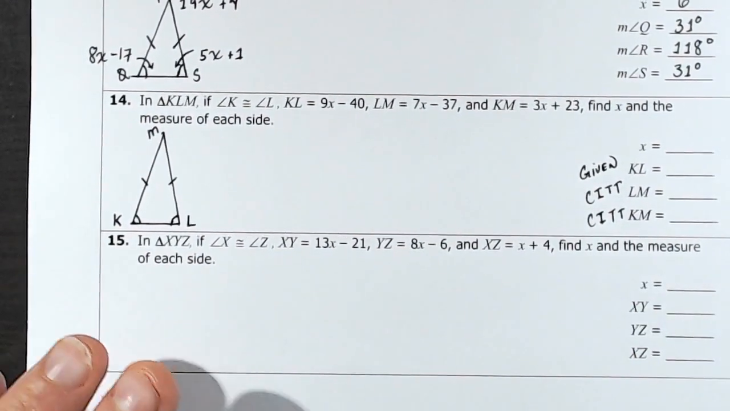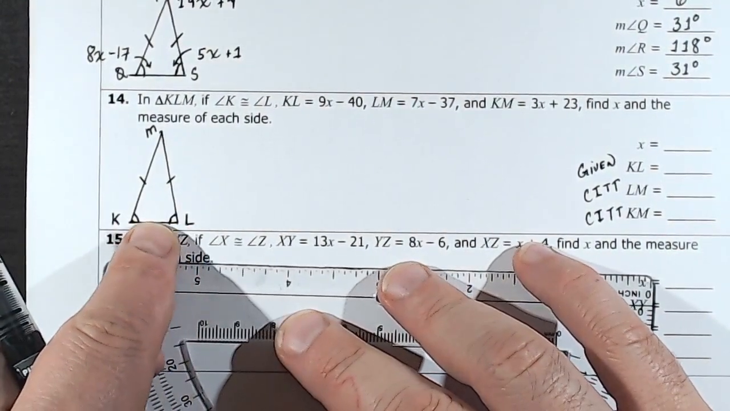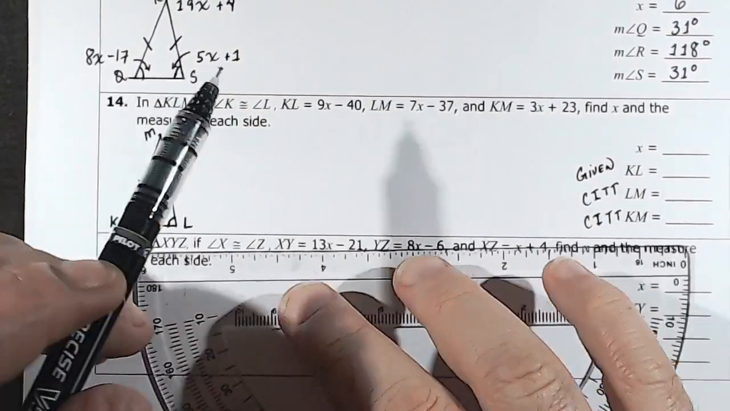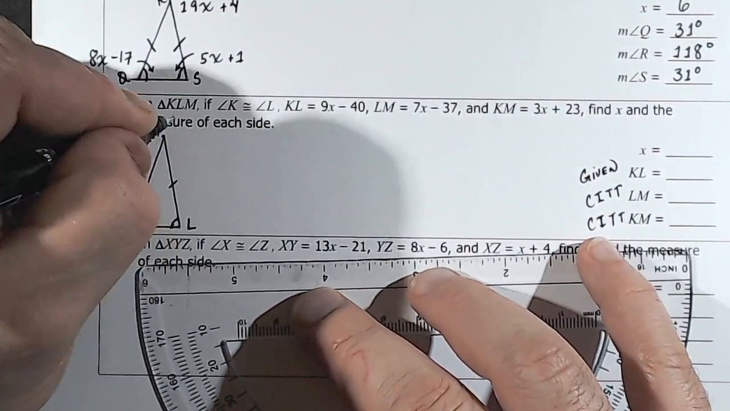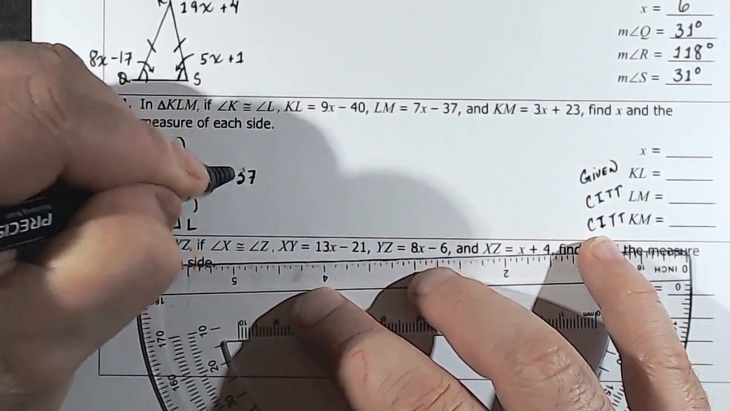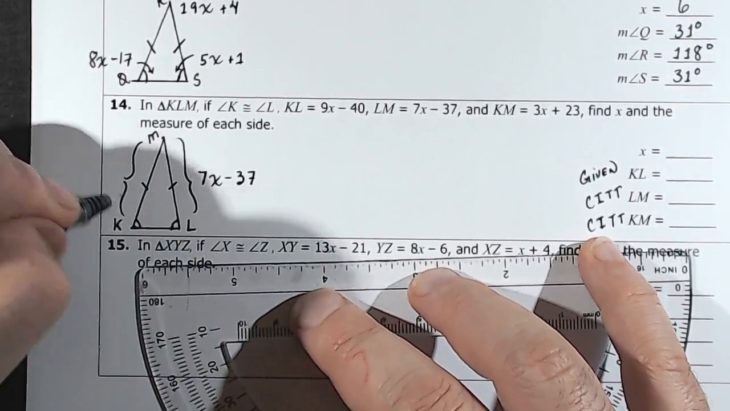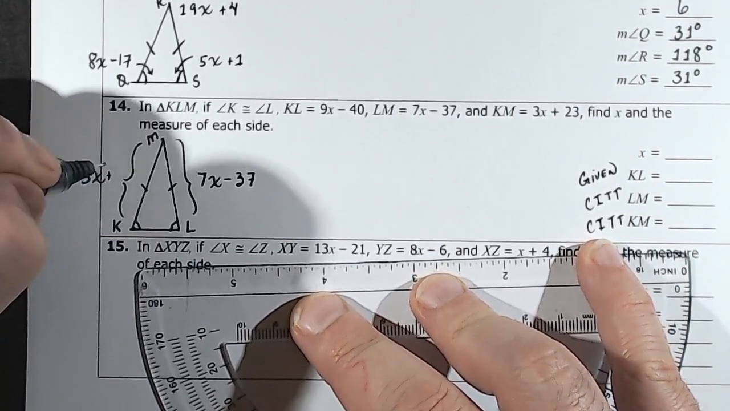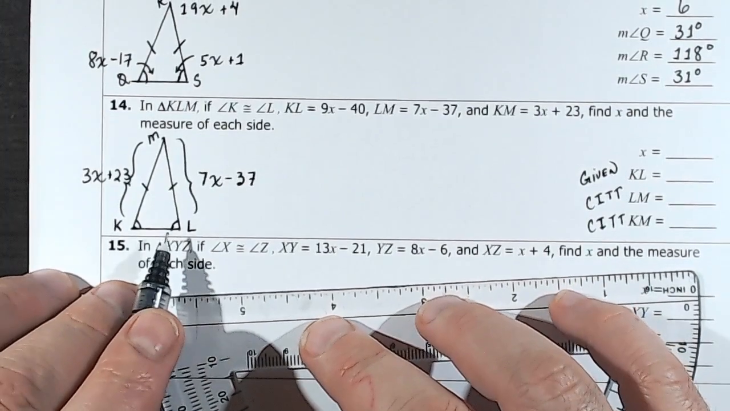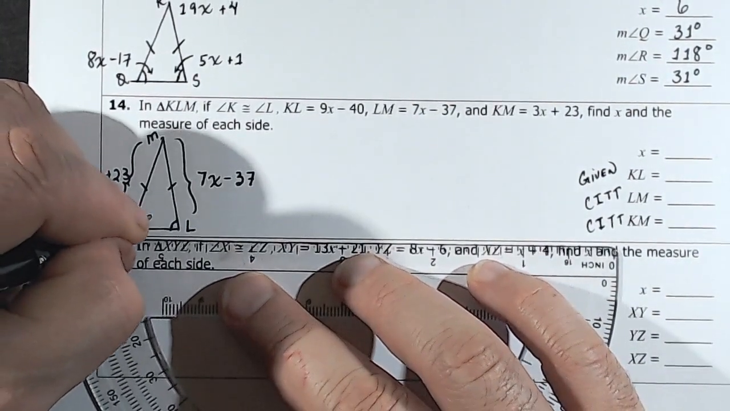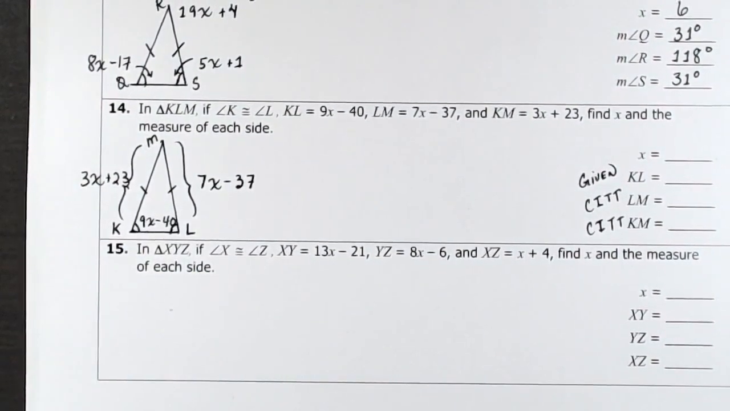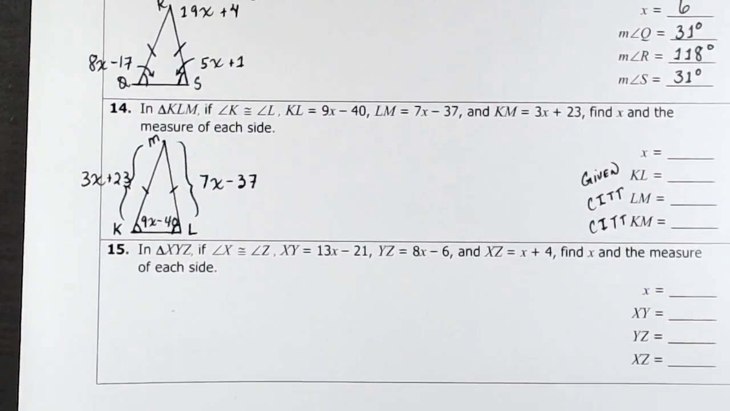All right, so let's go to our side work here. We know that KL, this distance right here, is 9x minus 40. I guess I should write it in, huh? Okay, so we know that LM is 7x minus 37. That's this distance is 7x minus 37. And KM is 3x plus 23. All right, well, we know that these two are equivalent to one another. The KL is 9x minus 40 down here. So let's go to side work and find out what x is. And we're going to use the converse of the isosceles triangle theorem to prove that 3x plus 23 equals 7x minus 37.